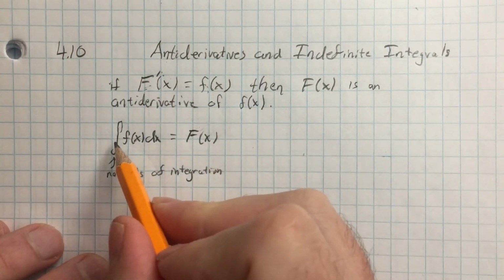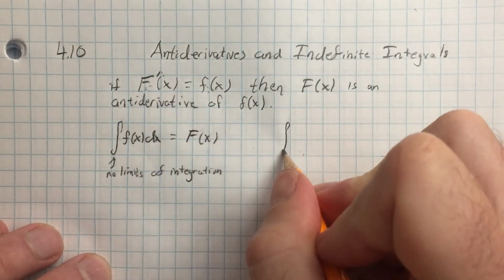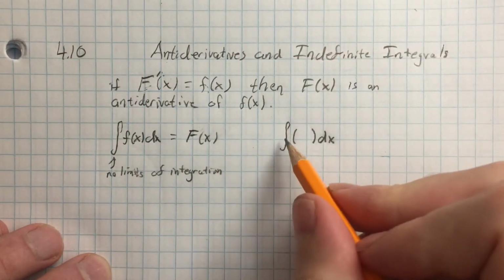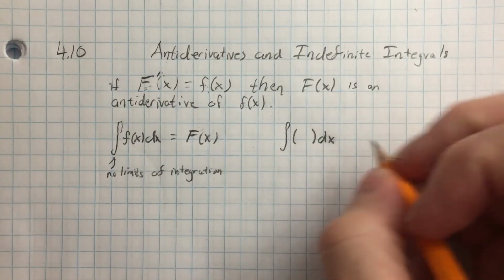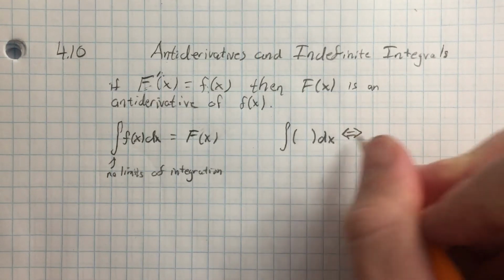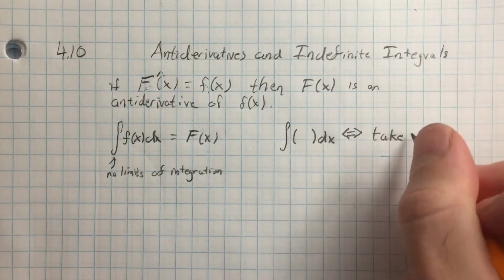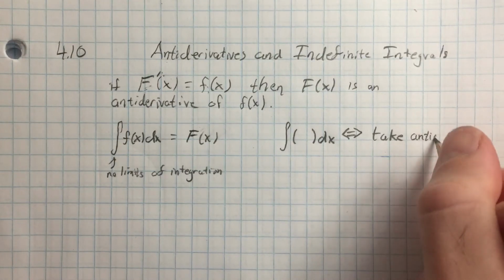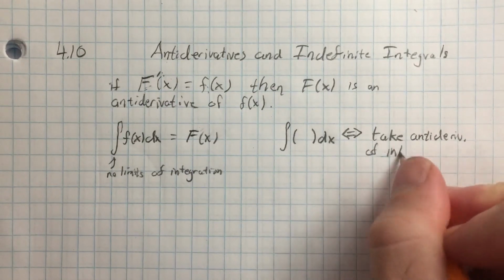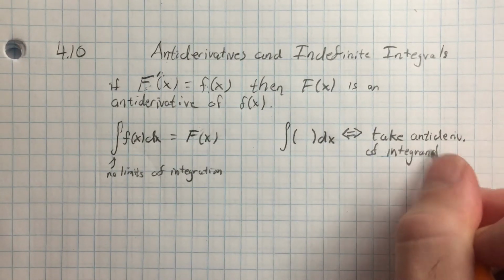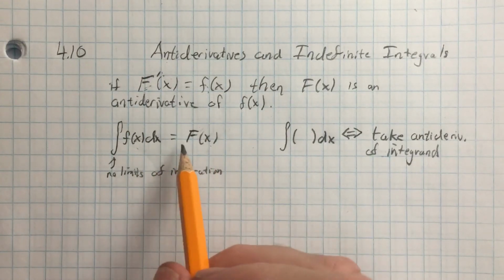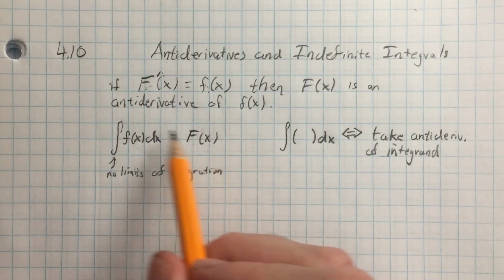We're now looking at the integral symbol, right? So this symbol now, the integral symbol with the dx, only means this is equivalent to: take the antiderivative of the integrand. Whatever you find inside, take its antiderivative. That is, find a function whose derivative is the integrand.